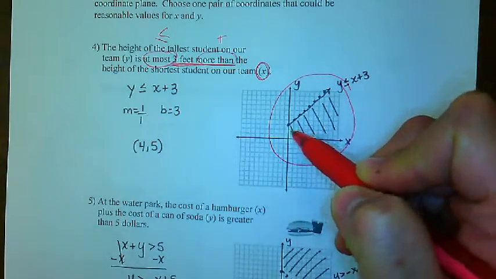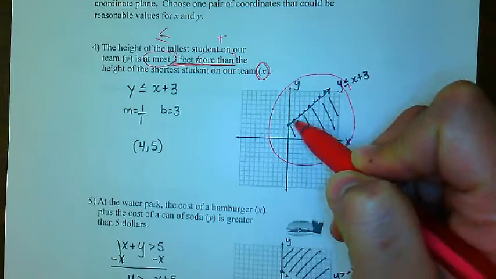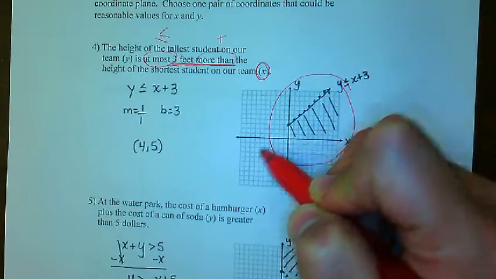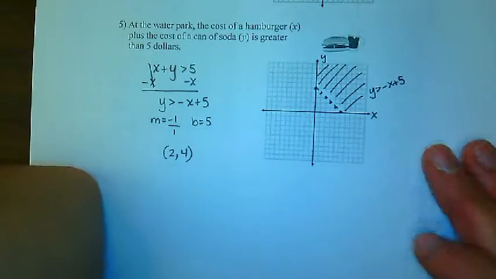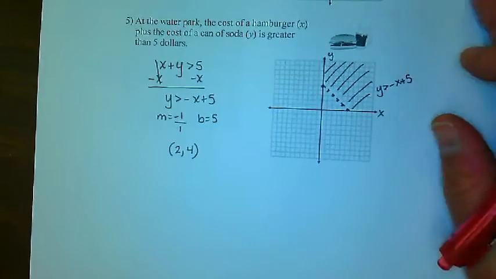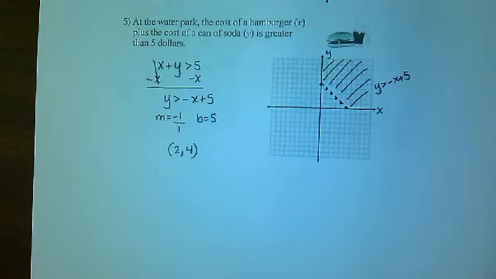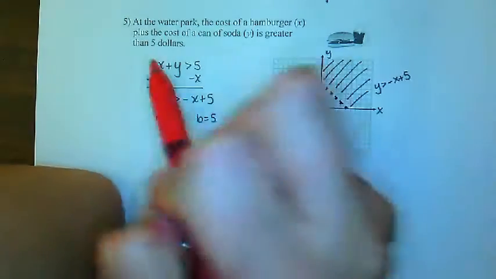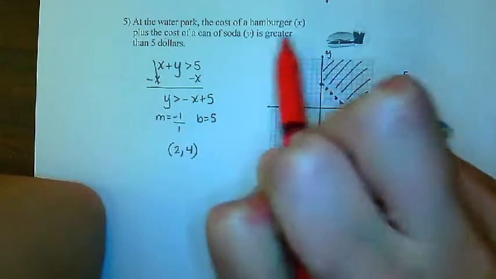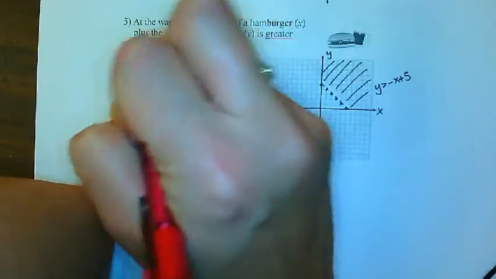So make sure that if you're doing a question like this, don't draw an arrow, okay? Because you can't be on this side. All right? Question number 5. Okay, so now again, we're putting in word problems with our inequalities. All right, so the cost of a hamburger plus the cost of a soda can is greater than $5.